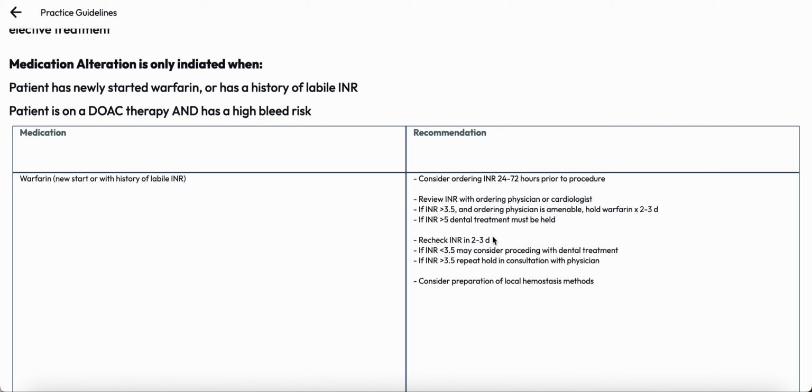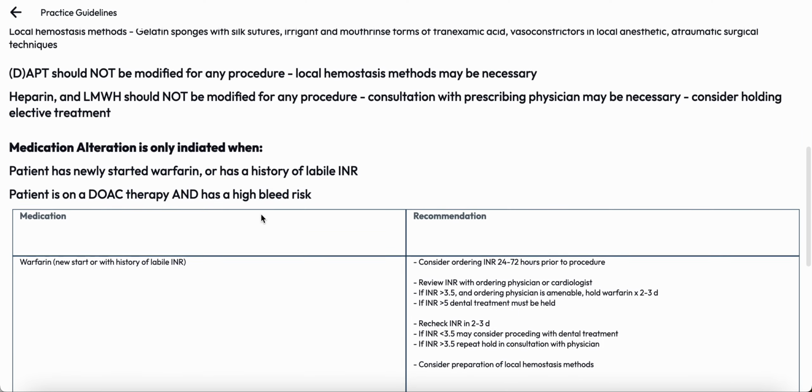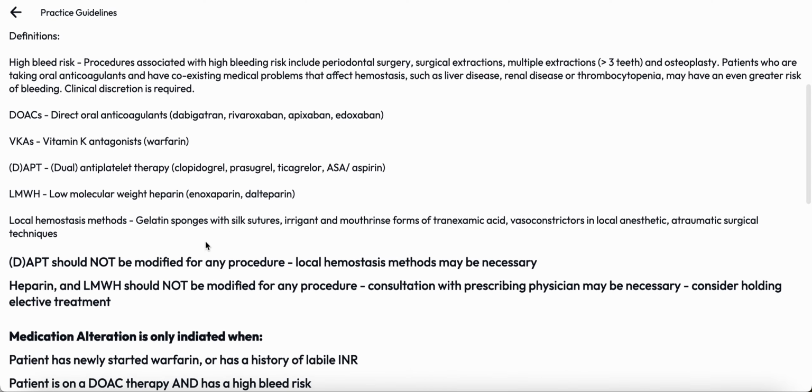So we're not going to have to modify the patient's warfarin, but we are going to want to think about their bleed risk, and think about as well, they're going to be at higher risk because they do have renal disease. So we might want to think about local hemostasis methods, such as gelatin sponges and tranexamic acid mouthwash as well.